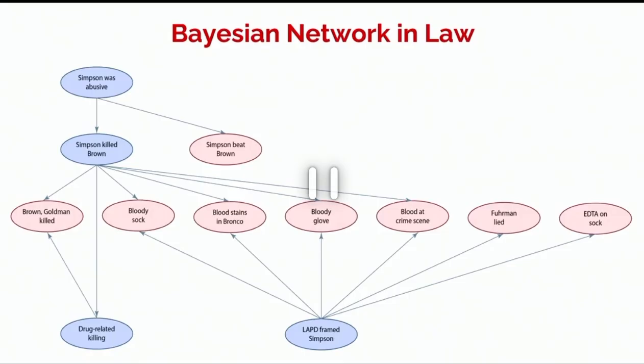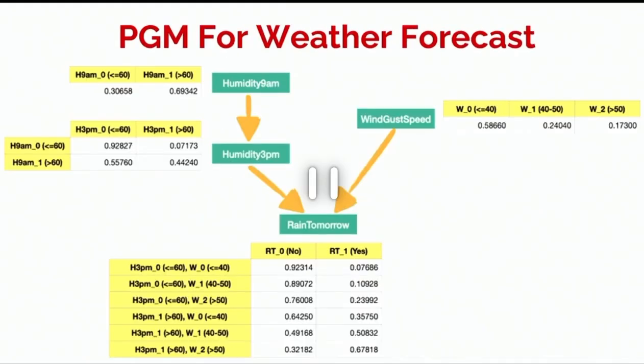Okay, let's talk about weather prediction. How am I going to know? When you listen to the news, they say, "Oh, there's a possibility of rain tomorrow." How do they know about that? Humidity at 9 a.m. determines humidity at 3 p.m. If you have high humidity at 9 a.m., there's a possibility you're going to have high humidity at 3 p.m., and that increases the chance of rain tomorrow.